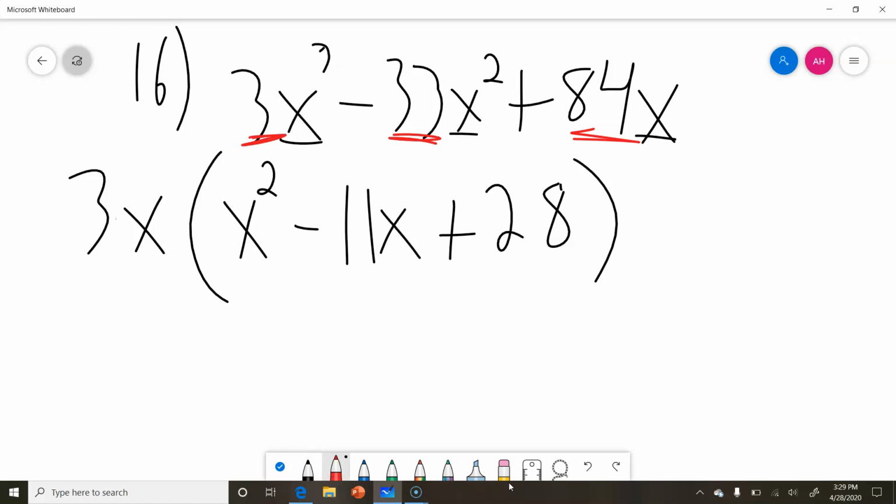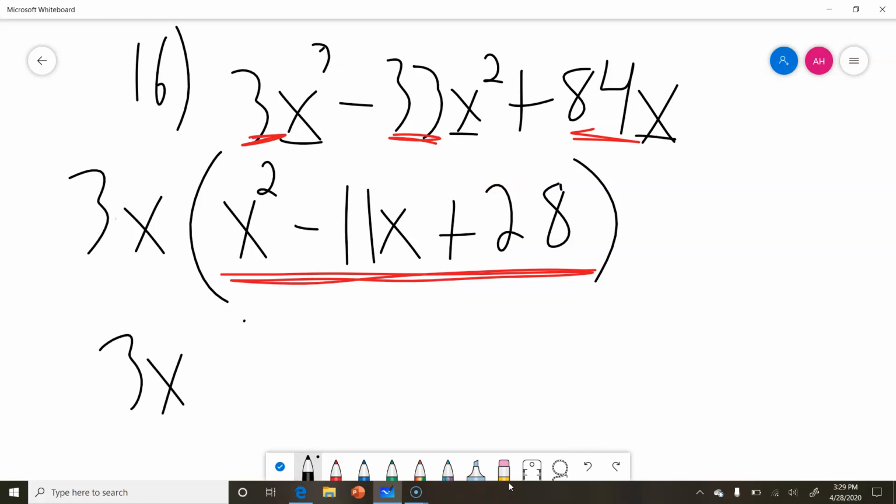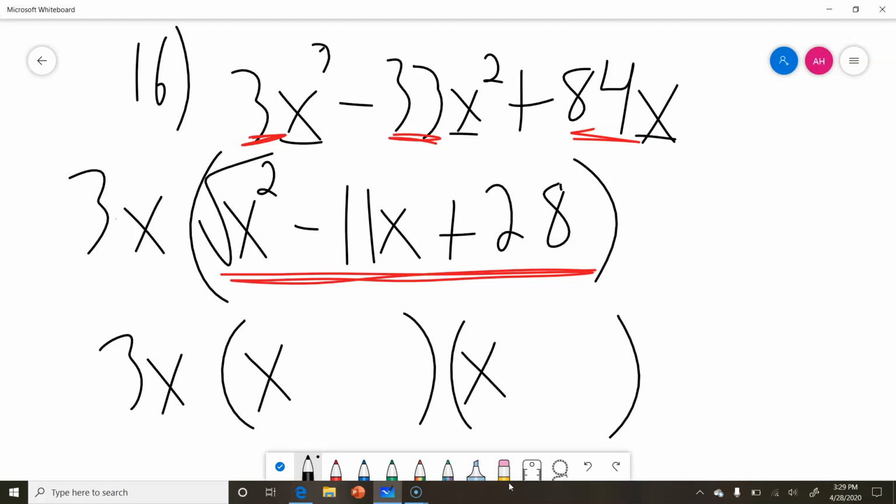Now I come down here and say, is this guy a difference of squares? Well, I can't take the square root of 28, so no, it's not a difference of squares, which means I'm going to have to do it the longhand way, so I get 3x. I can't take the square root of that, though. That's x, obviously, so x there. And then I say, what times what is 28, but that gives me a negative 11.